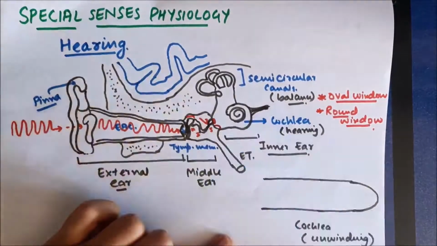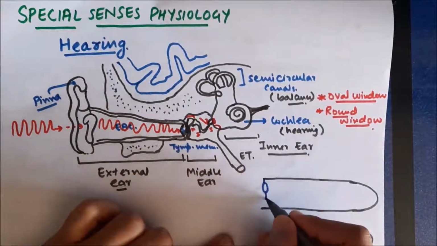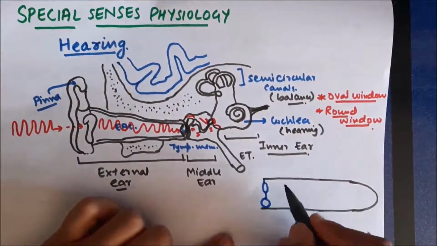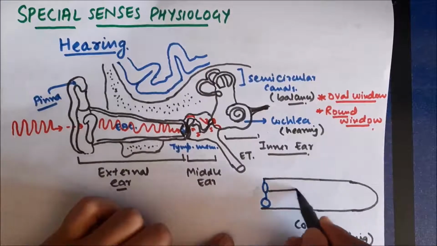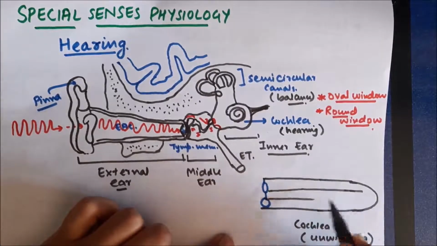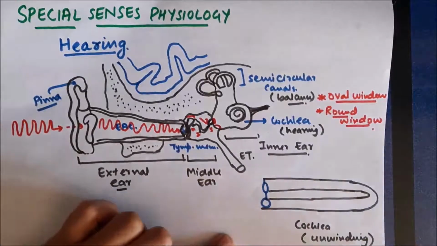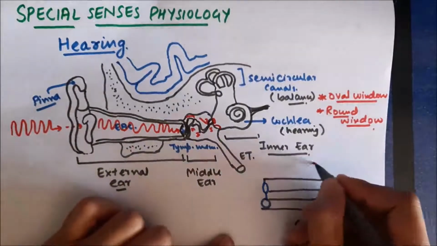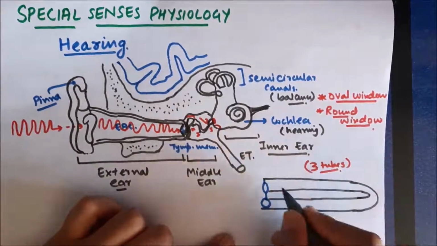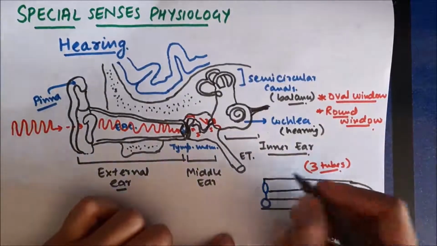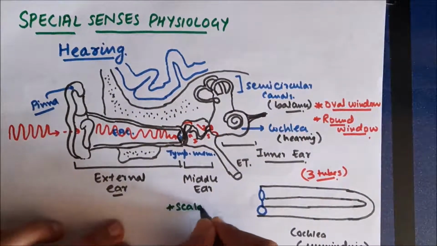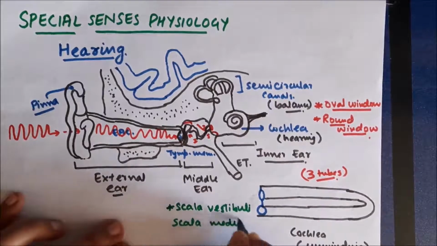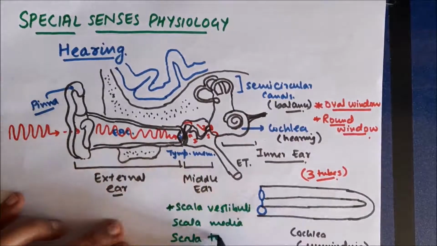One tube starts from the oval window. The oval window leads into a tube which is called the scala vestibuli. This is the upper tube, called the scala vestibuli, then the middle tube and the lower tube. Now the upper tube and the lowermost tube are continuous with each other at the end. There are three tubes present inside the cochlea, and they are divided by two membranes. The upper tube is called the scala vestibuli, the middle tube is called the scala media, and the lower tube is called the scala tympani.